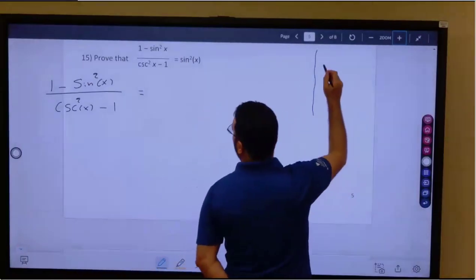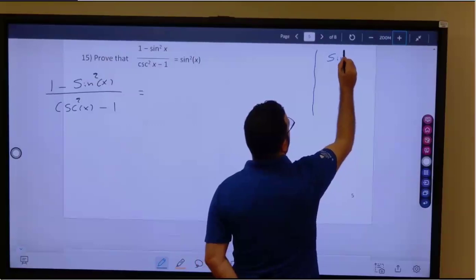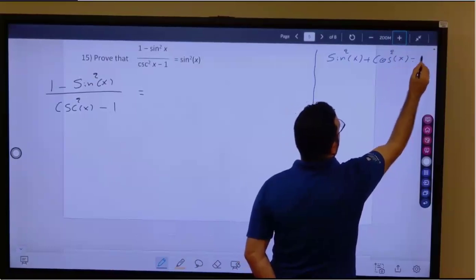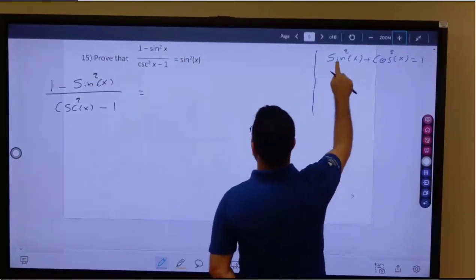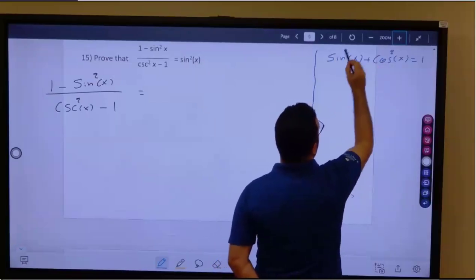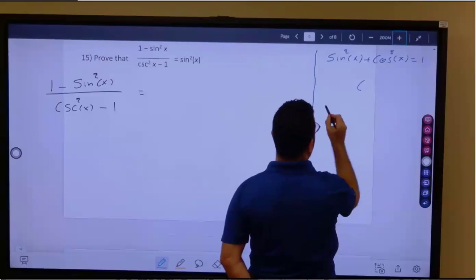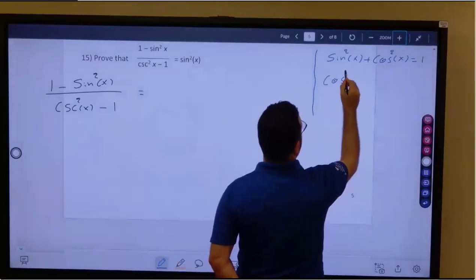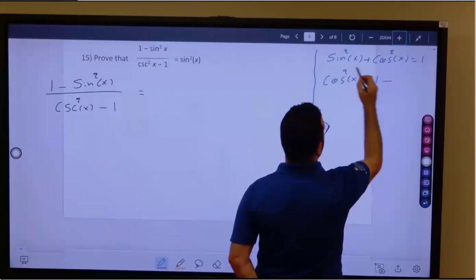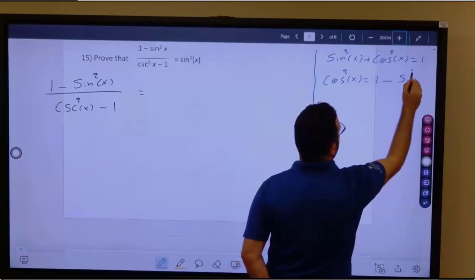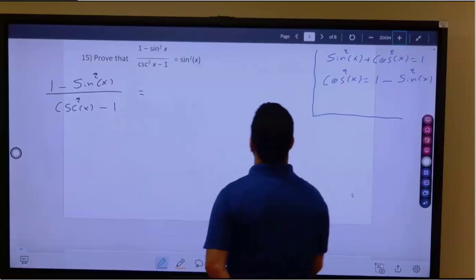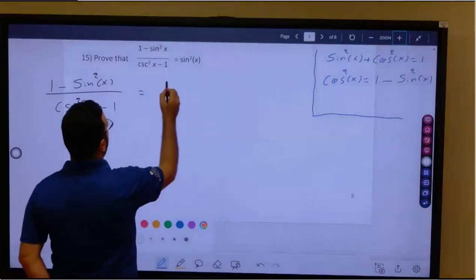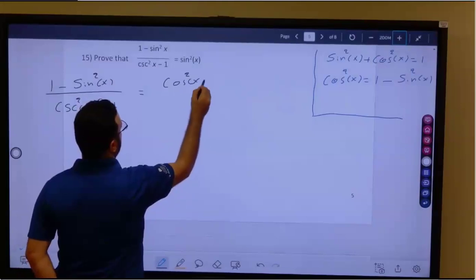I already know if I have sine squared x plus cosine squared x, that equals 1. If I keep the cosine, move the sine to the other side, that means cosine squared x equal 1 minus, move the sine to the other side, sine squared x. That's what I'm going to use on this problem. So 1 minus sine squared x, this one is going to be cosine squared x.